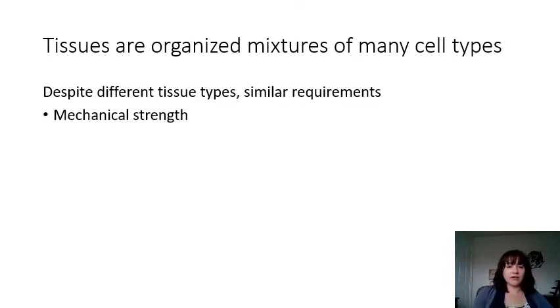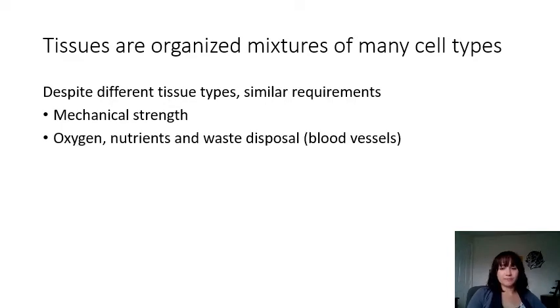So there are things that must be in a tissue. It has to have some type of mechanical strength. Depending on the function of that tissue, it may need to be really tough, it may need to be stretchy, right? It may need to be squishy. All cells require nutrients and oxygen and waste disposal. And so in mammals, that is taken care of by the circulatory system.